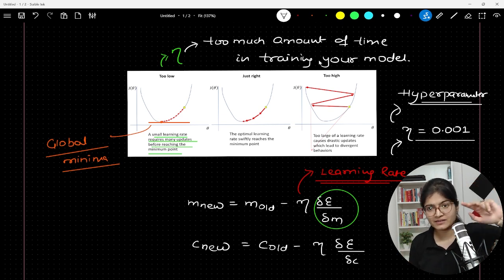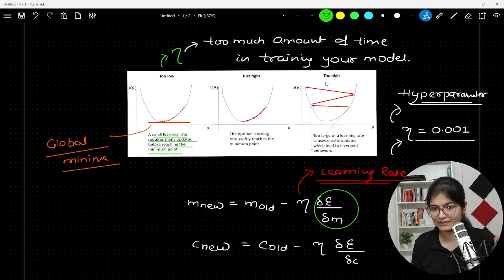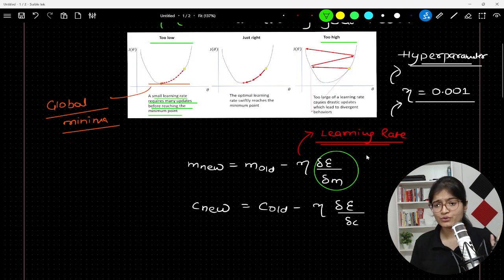Let's consider the vice versa case. So this is the case for a very low value. Now I'm choosing a very high value. So what will happen? Vice versa. Now try to understand this concept also very well. If the learning rate is too large, it causes drastic updates which lead to divergent behaviors.